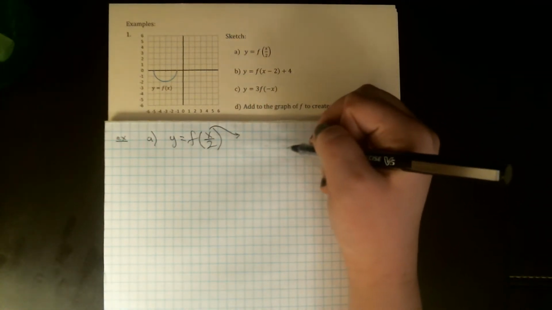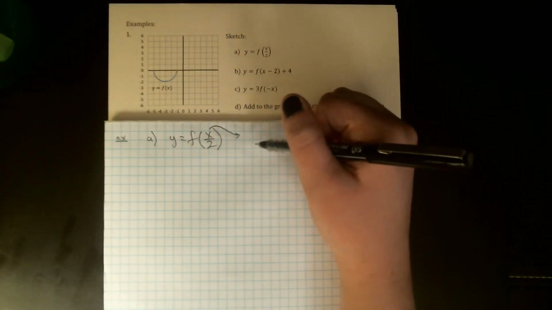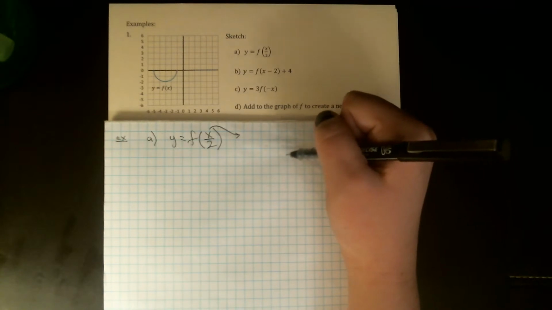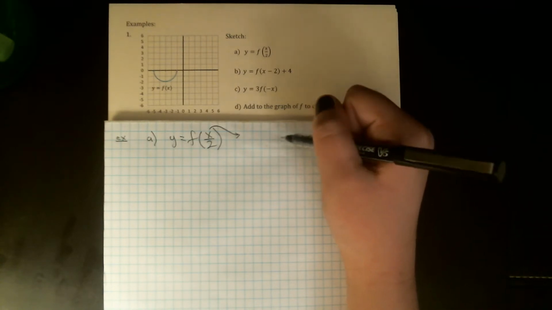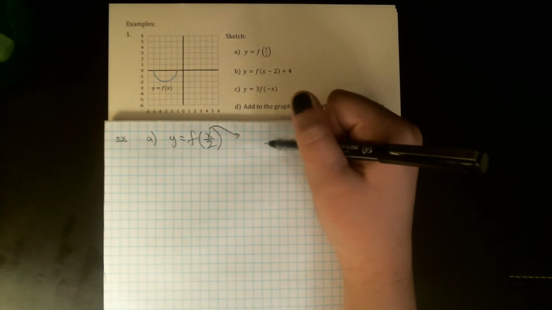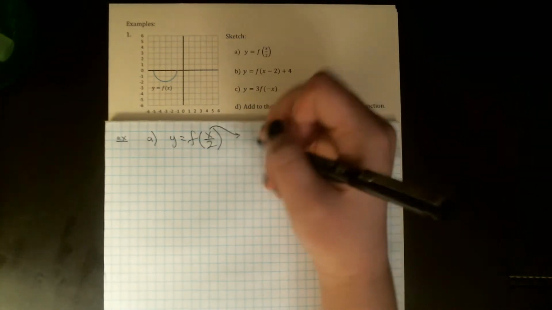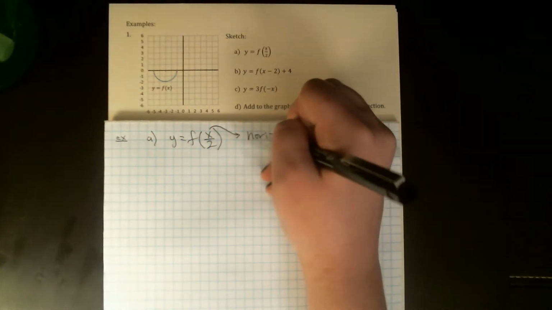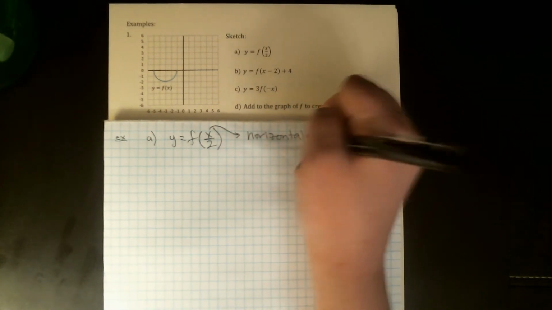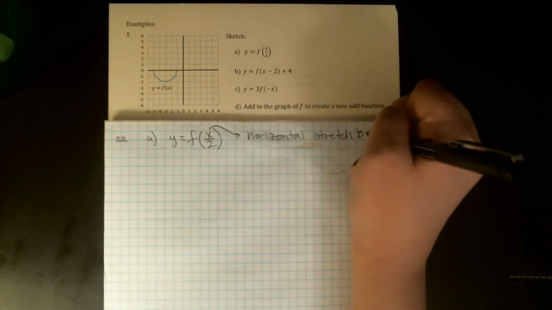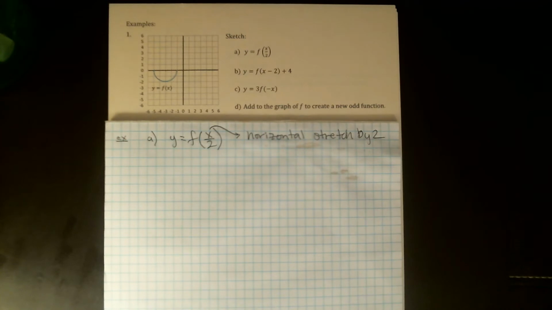Because that's attached to my x, my input, and not my output, that's going to be horizontal. Remember, the horizontal ones are a little tricky. If you change your x, that automatically changes your y. So the question then becomes, to keep y the same, what do we have to do? And the answer is, to keep y the same, we would have to double all of our x's to cancel this 2 out. So this is a horizontal stretch by 2. Okay, so the graph is going to be twice as wide.